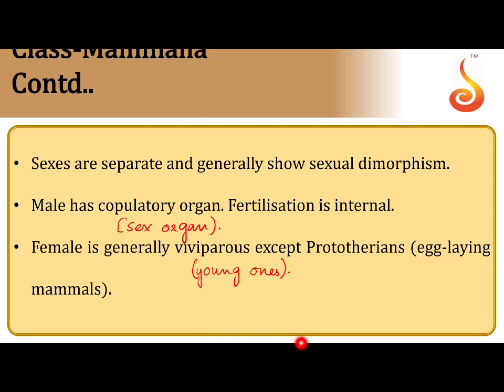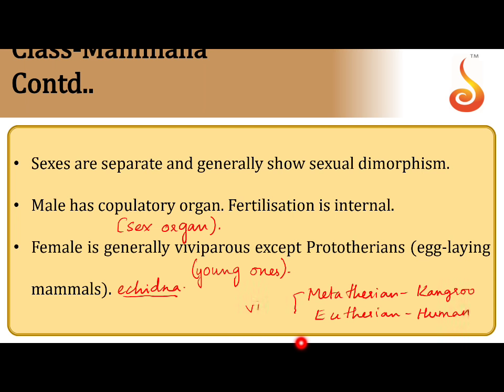Prototherians or egg-laying mammals also exist. Echidna is one such example. These are the first mammals formed from reptiles, so certain reptilian characters are still there, like the oviparous condition. But otherwise metatherians, that is kangaroo, and eutherians like humans, both of them are viviparous. Only prototherians are egg laying.